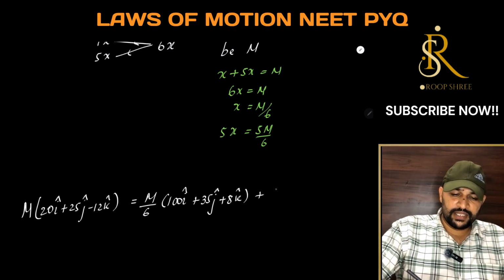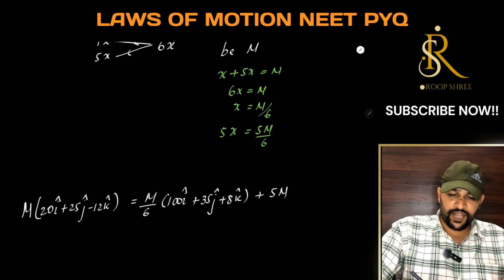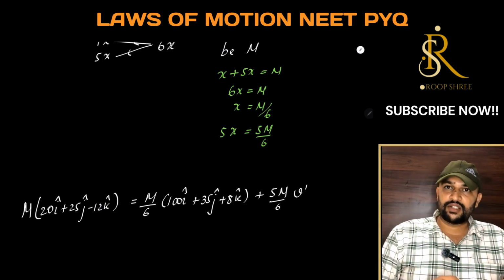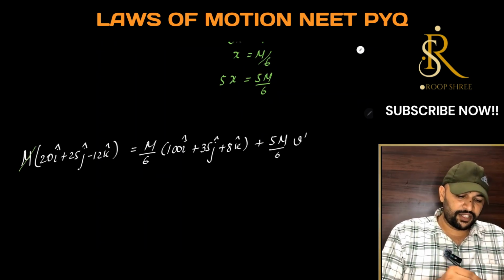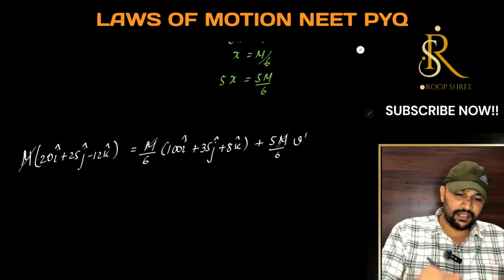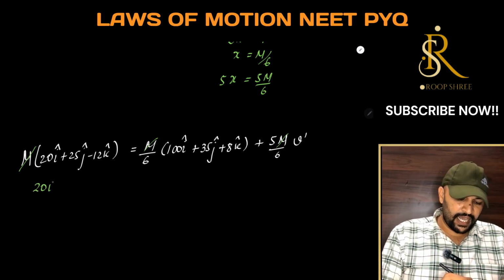Plus, what is the second mass? We got it as 5m by 6. And we don't know the velocity, so let's call it v dash, that we have to calculate. Let's divide the whole equation on LHS and RHS with m, so m will get cancelled, and we are left with 20i plus 25j minus 12k.